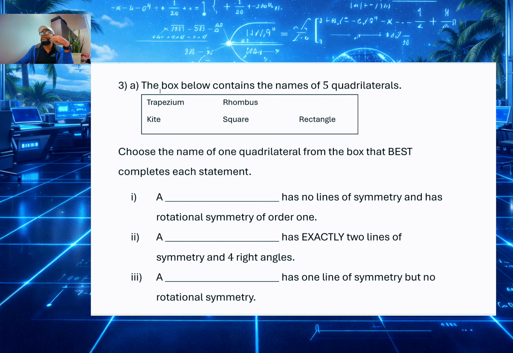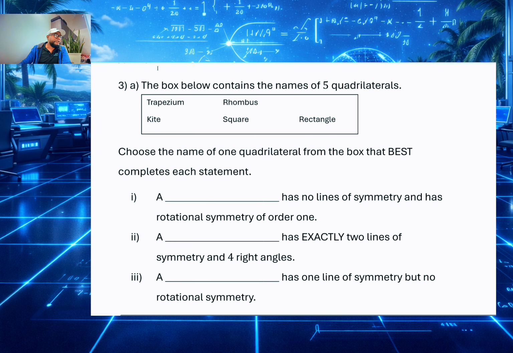The box below contains the names of 5 quadrilaterals. A quadrilateral has how many sides? Everybody knows that, right? 4 sides. So we have a trapezium, a rhombus, a kite, a square, and a rectangle. A trapezium has 2 parallel sides and 2 sides that are not parallel, right? And then a rhombus would be 4 equal sides, right? But it's not necessarily 4 90-degree angles, right? And then a square and a rectangle, everybody's supposed to know what these look like, right?